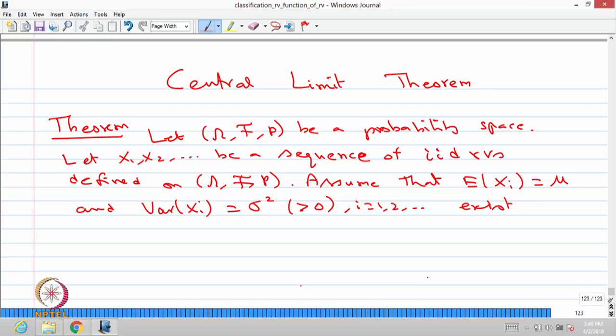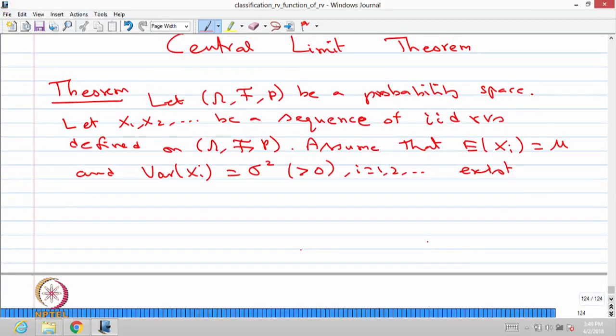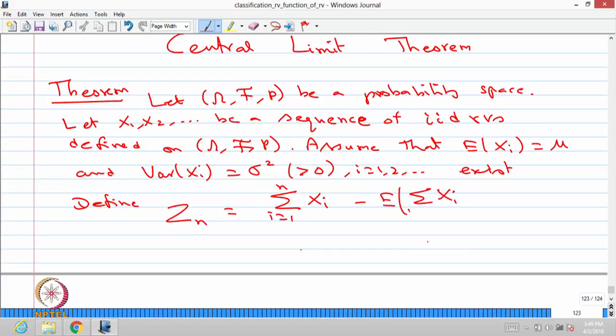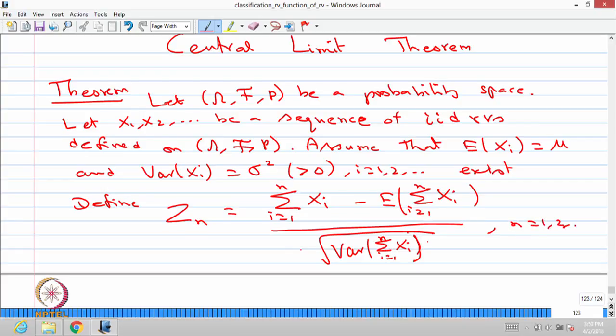I am defining a new sequence of random variables. I call it Zn, that is nothing but the sum of n random variables minus the expectation of this sum of random variables, divided by the square root of the variance of the sum of these n random variables. I am defining a sequence of random variables for n equal to 1, 2 and so on.